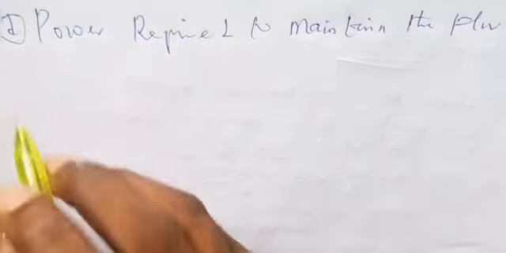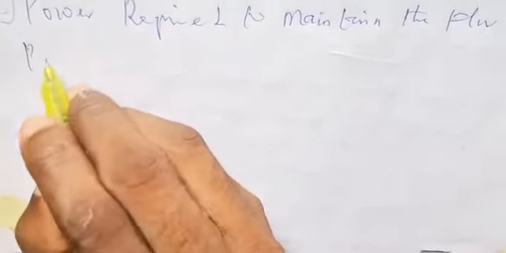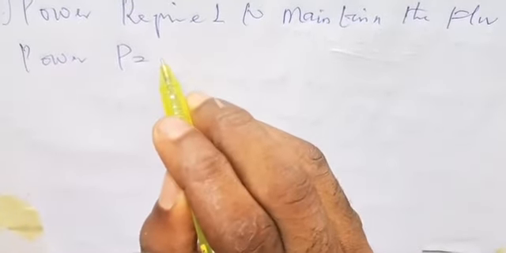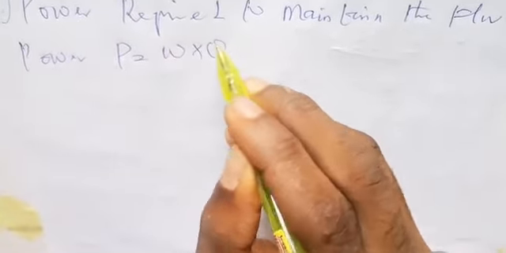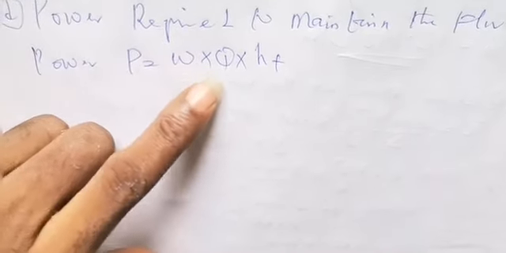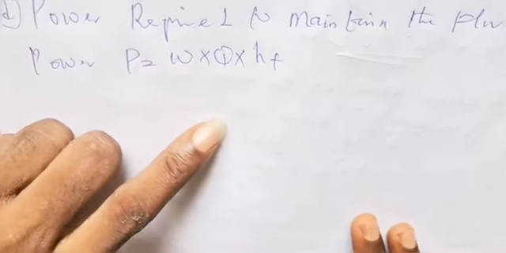Alright, to do this is simple. The equation for power, P, is simply equal to specific weight multiplied by discharge multiplied by head loss due to friction.